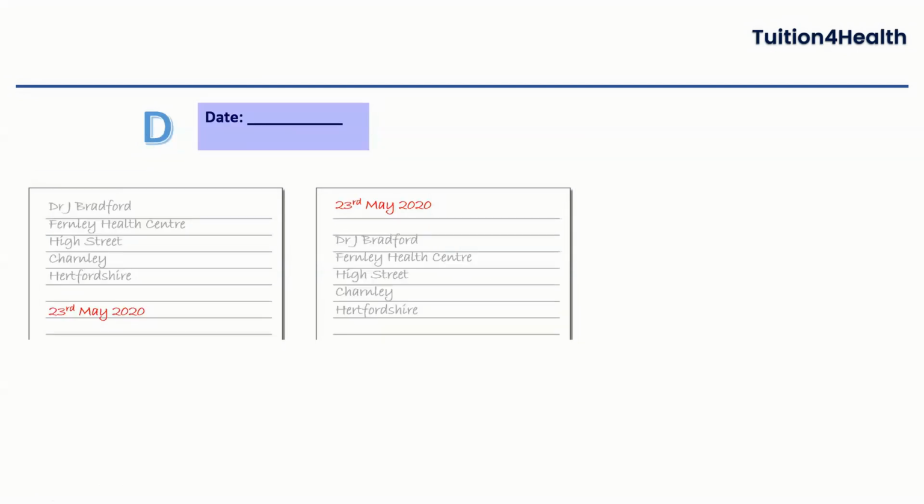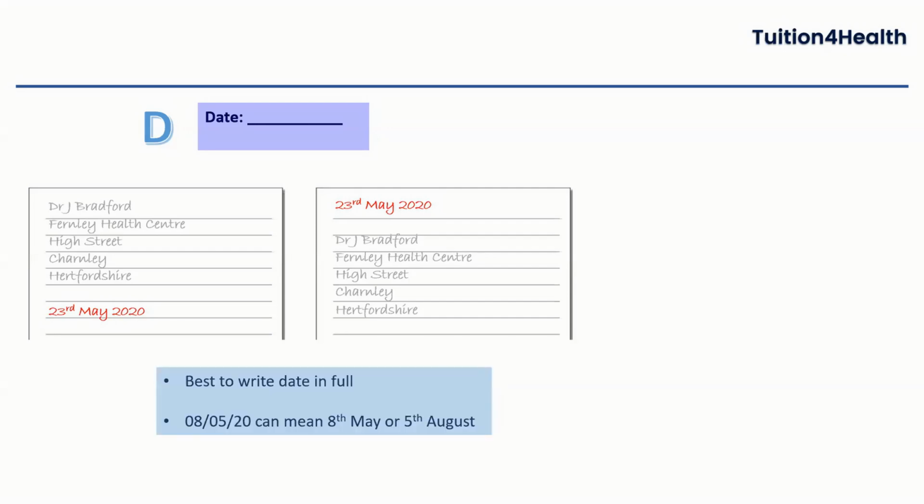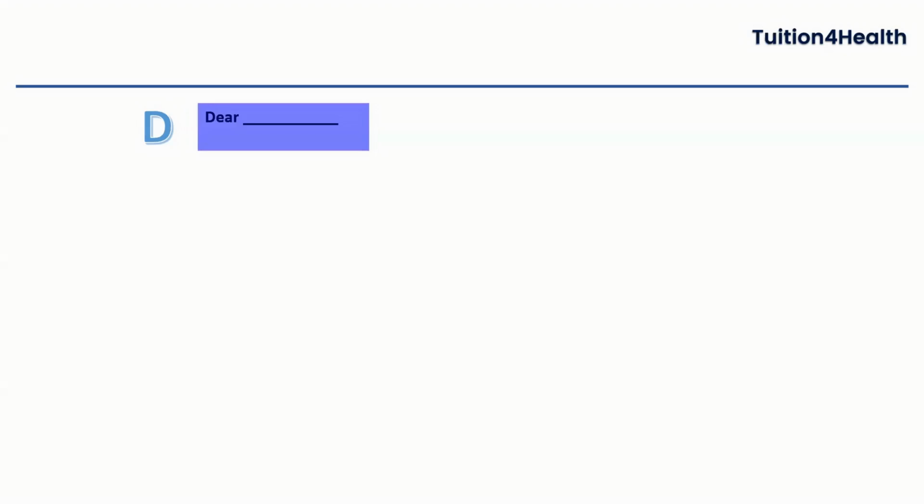The date can be written above or below the address. Make sure you leave a line space between the two. I also recommend that you write the date in full. Don't shorten it to just numbers, which can be misinterpreted. In the test, this will normally be the date of the test. On to the second D for dear.